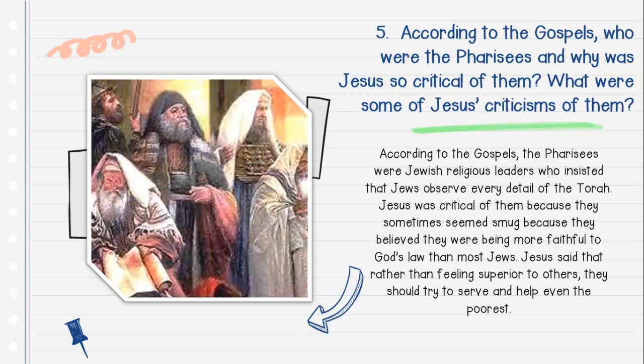Question number five. According to the Gospels, who were the Pharisees and why was Jesus so critical of them? What were some of Jesus' criticisms of them? According to the Gospels, the Pharisees were Jewish religious leaders who insisted the Jews observe every detail of the Torah. Jesus was critical of them because they sometimes seemed smug because they believed they were more faithful to God's law than most Jews. Jesus said that rather than feeling superior to others, they should try to serve and help even the poorest.